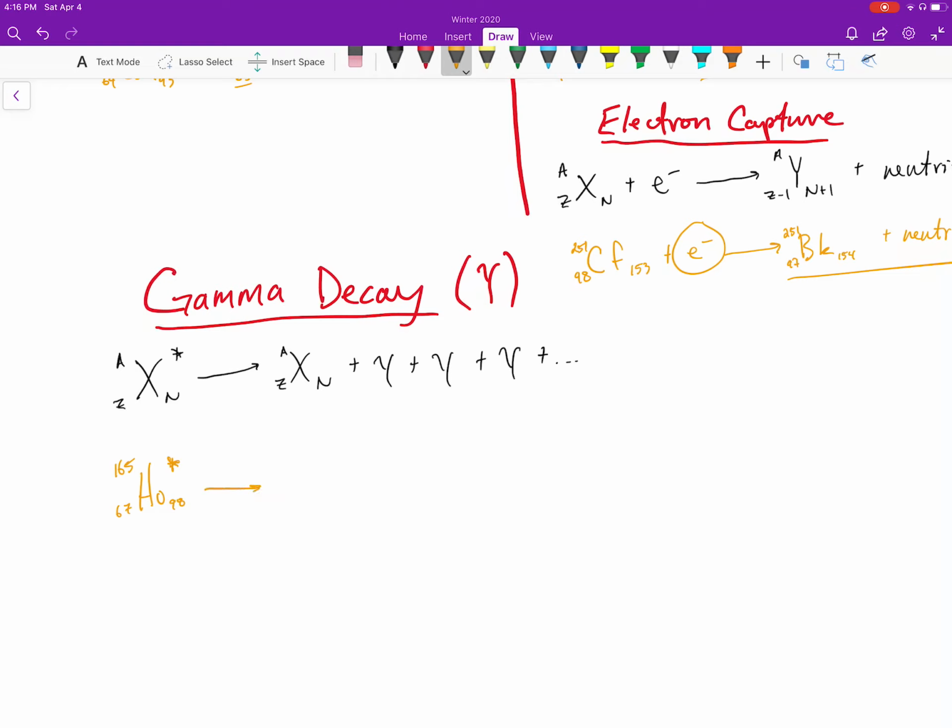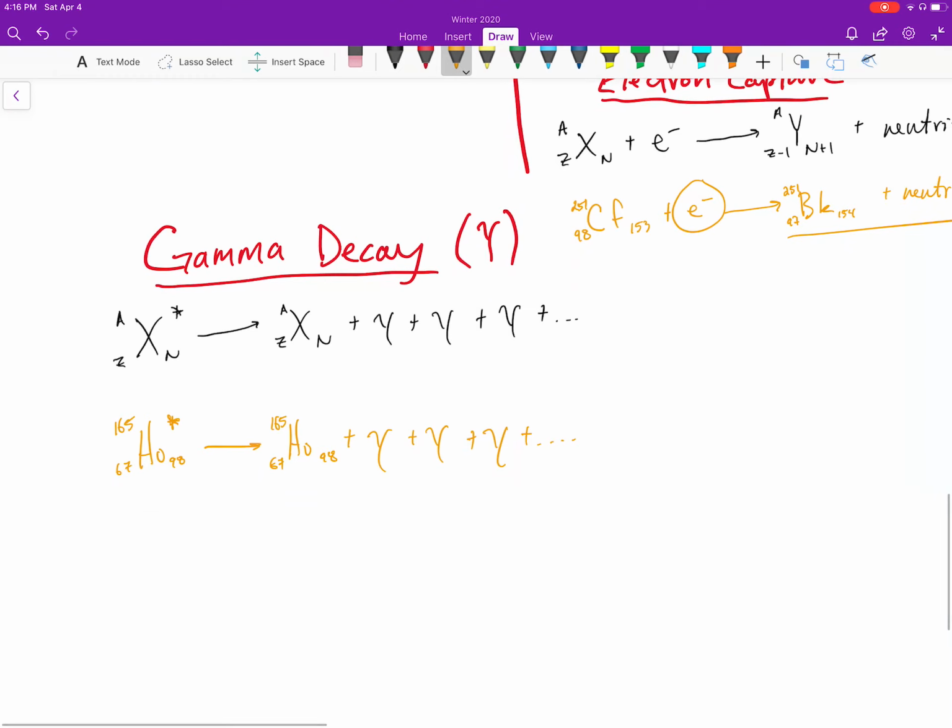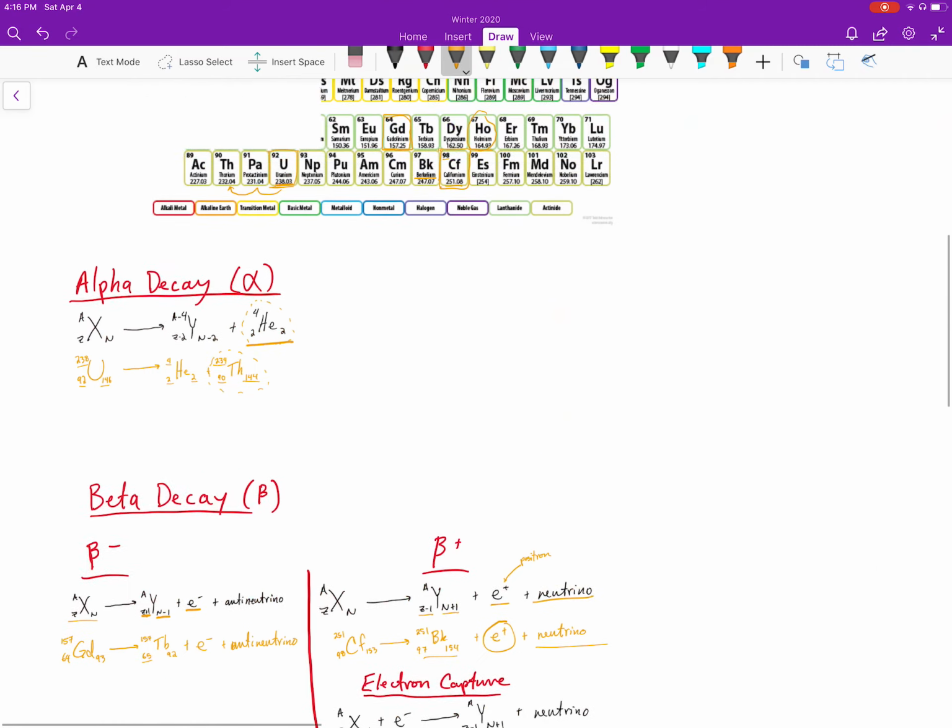So what's going to happen is that we're going to have the exact same element. Nothing's going to change, except that the excited state energy is going to be released as gamma particles. However many gamma particles relates to the energy state that it's dropping from. So gamma radiation or gamma decay is when a nucleus decreases its energy state. So let's just do a quick review of each of them.